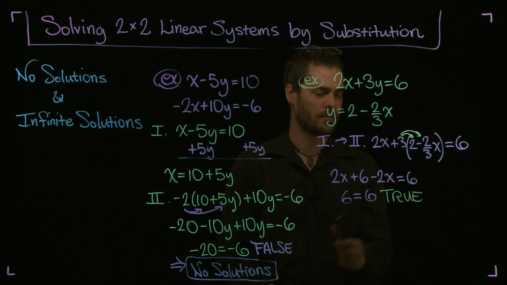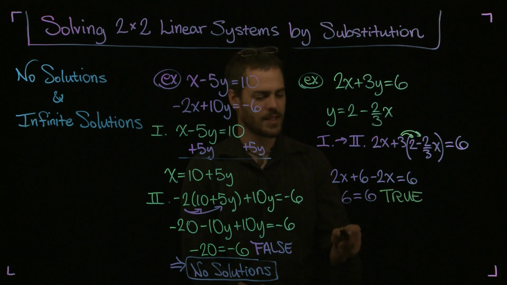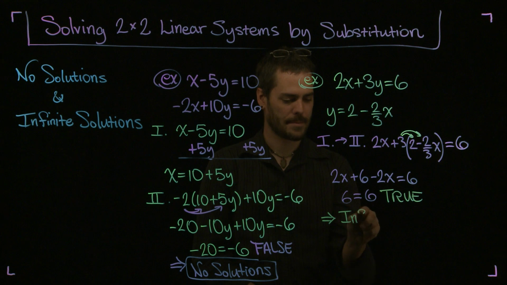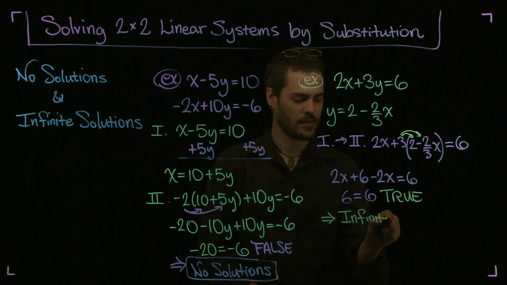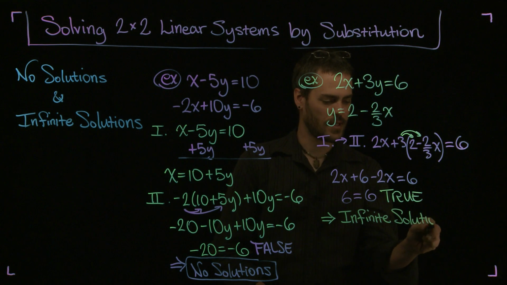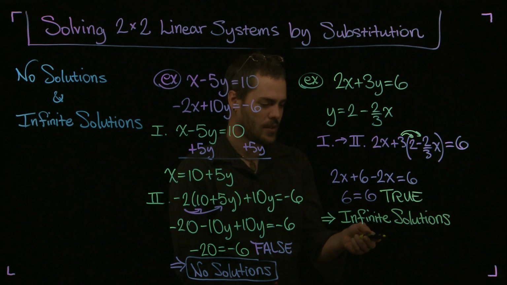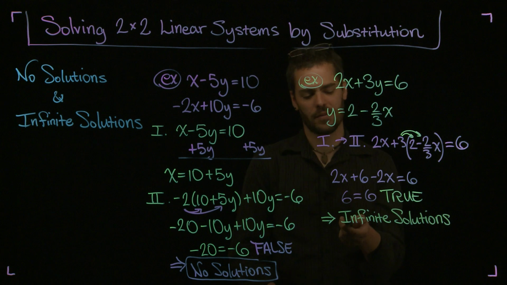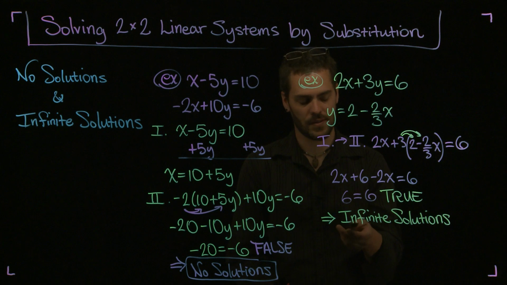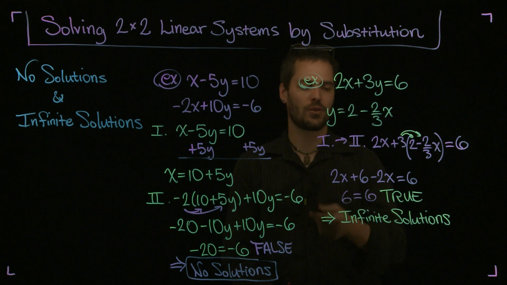Whenever you have a true statement like this, assuming that you've done the other steps properly, then what that tells you is that you have infinite solutions. Now, in the infinite solution case, this is not the answer, although it's true. The reason why infinite solutions by itself is not an answer is because there are also an infinite number of things that are not solutions. So we have to constrain our solutions to one of these equations.